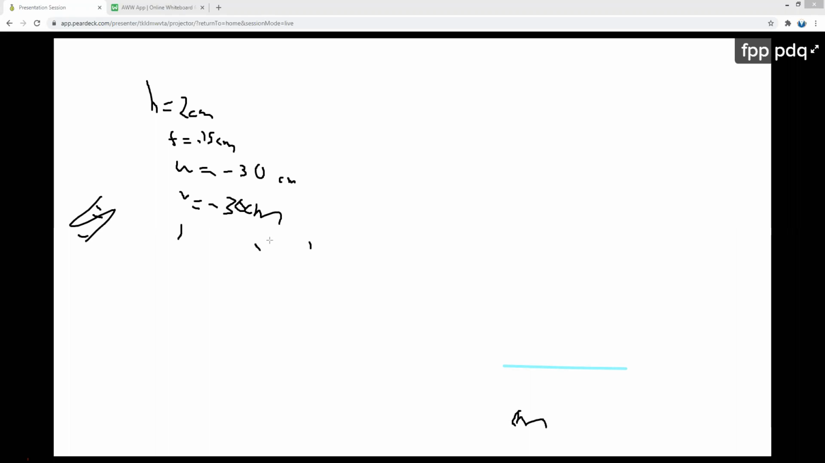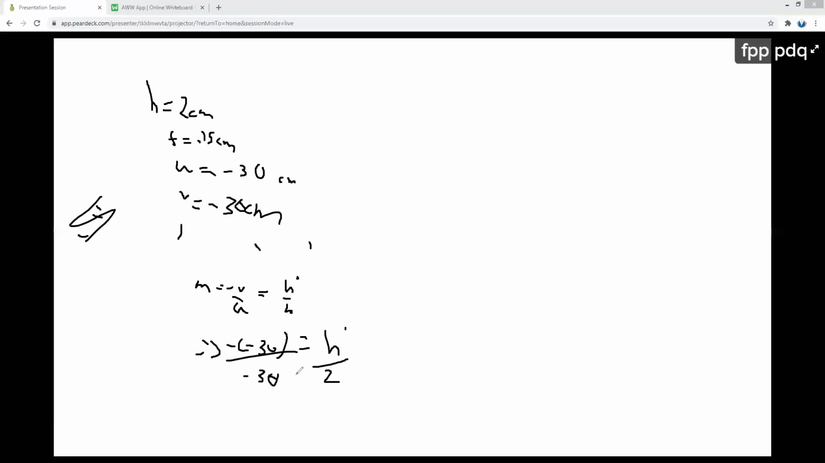Okay. So we know that there's a relation m is equal to minus v by u, which is equal to h dash by h. You have to write height of image by height of object. Okay, I can't right now though. So minus of minus 30 divided by u, that will be plus 30 by minus 30. So this cancels minus. The answer will be minus 1. You will get minus 1 by 1 is equal to h dash by 2. H dash equals minus 2.